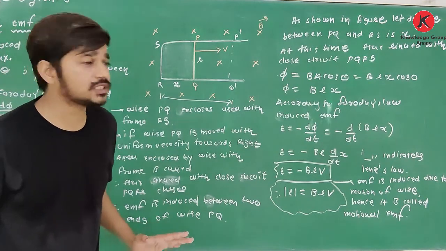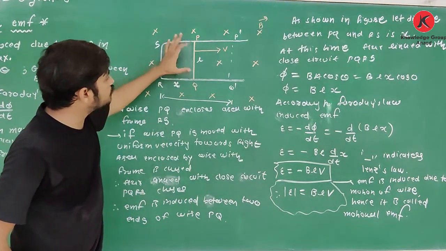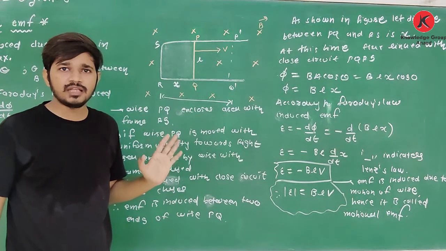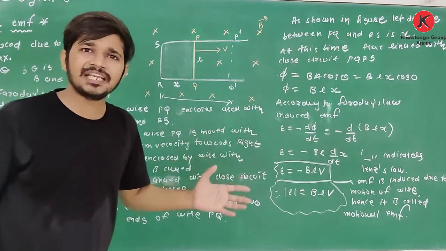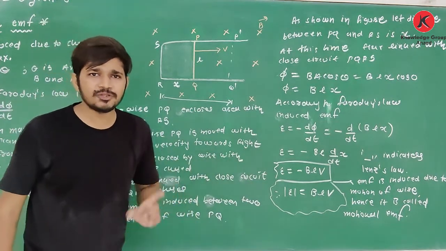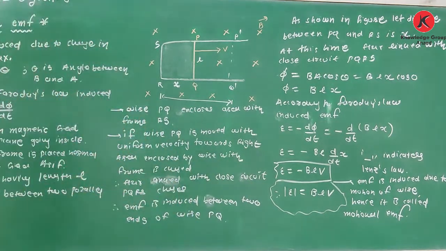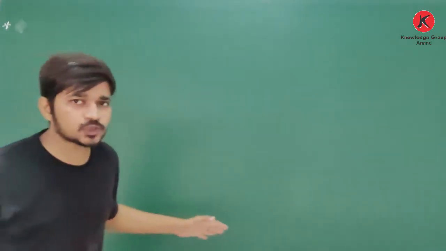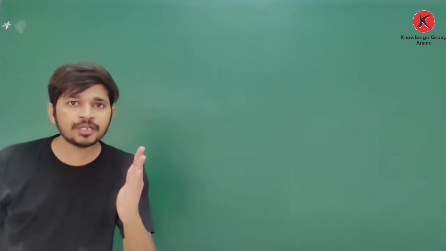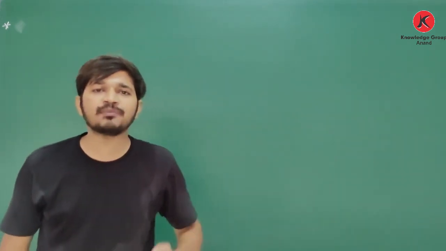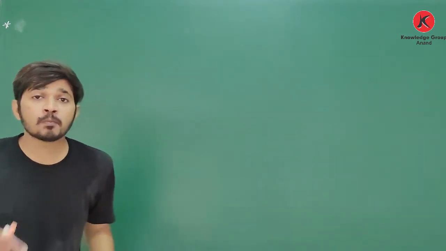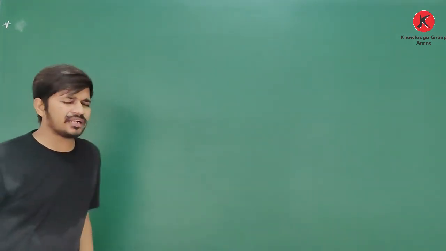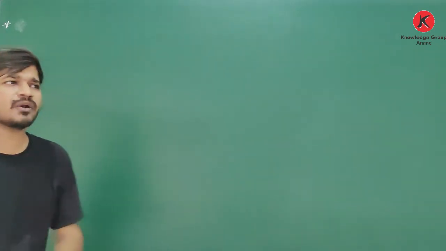Now, if there is a question where only one wire is moving in a magnetic field, is there any induced EMF? Yes, there is induced EMF. How? We will see. We have discussed one case when wire PQ is sliding on a U-shaped frame. But if you are given only a wire which is moving in a magnetic field, then what happens?